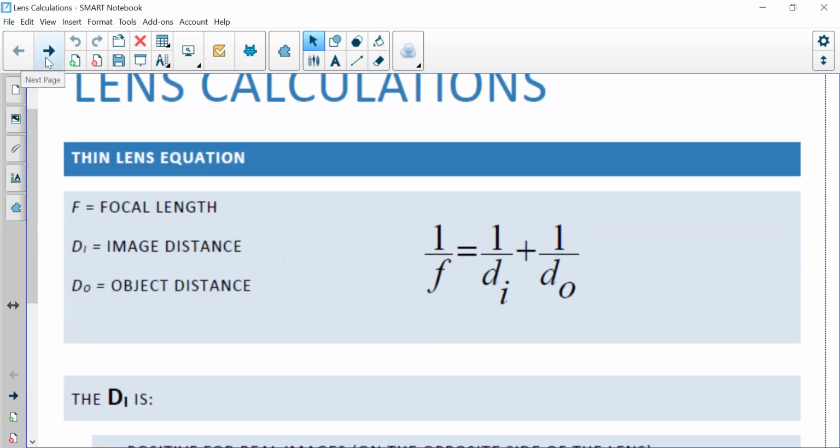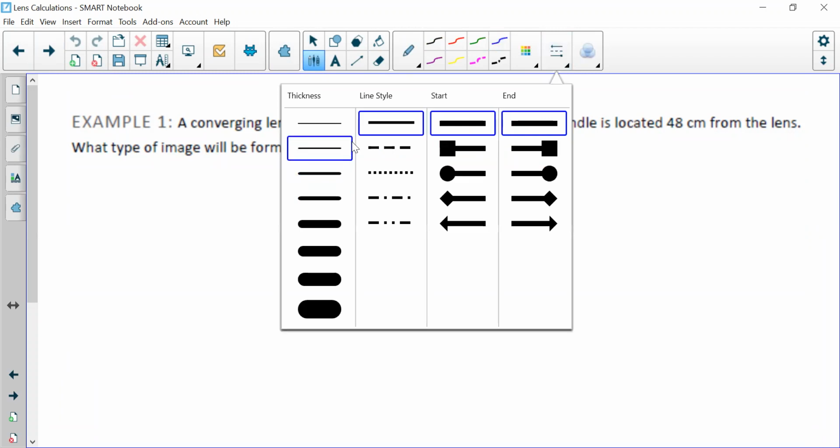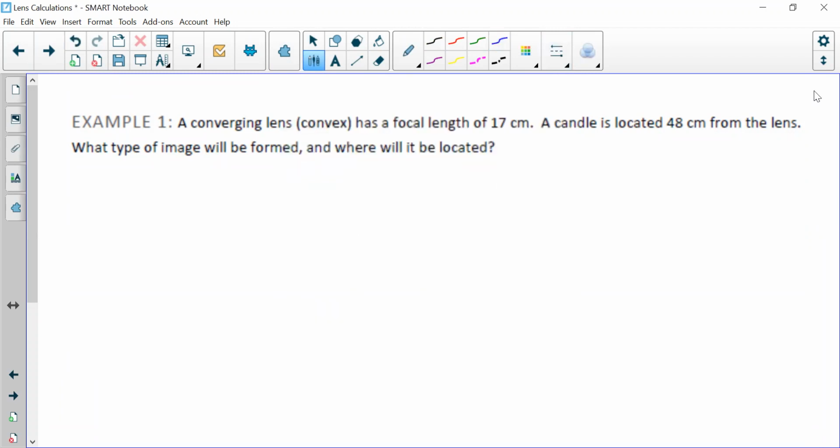So grab your calculator there, keep it handy. This first question says, a converging lens, so that's also called convex, has a focal length of 17 centimeters. A candle, that's the object, is located 48 centimeters from the lens. What type of an image will be formed and where will it be located? Just like in math, I want you guys to write down what is given to you first, then start calculating. So what is 17 centimeters?